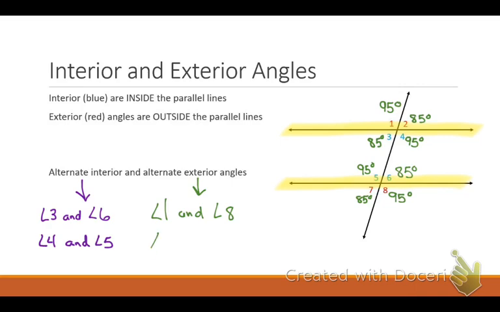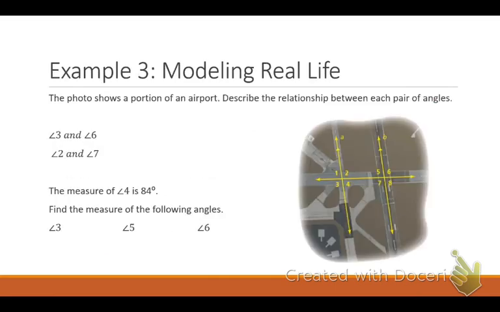I guess I didn't list the other pair of alternate exterior, 2 and 7. I mean, we established that, but all right. So that's interior and exterior angles. Now we just have one last example. There is an example 4, but we're not going to cover that today. We just don't have time.